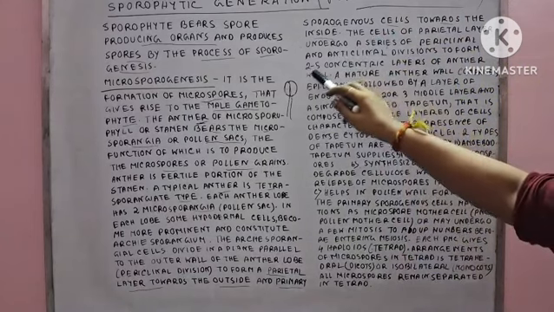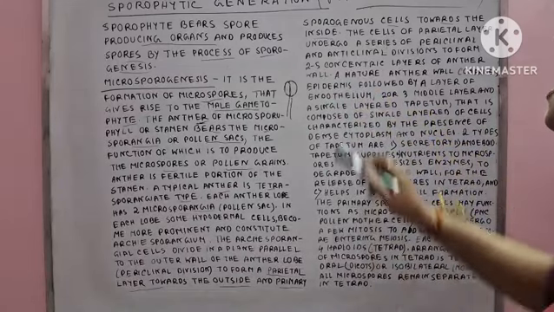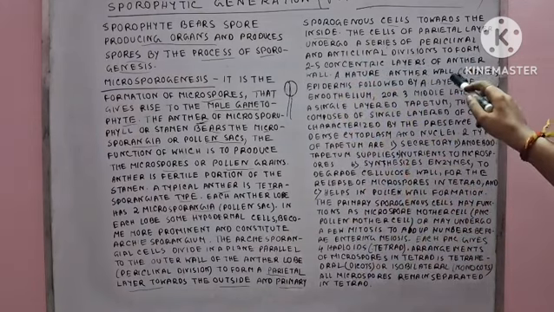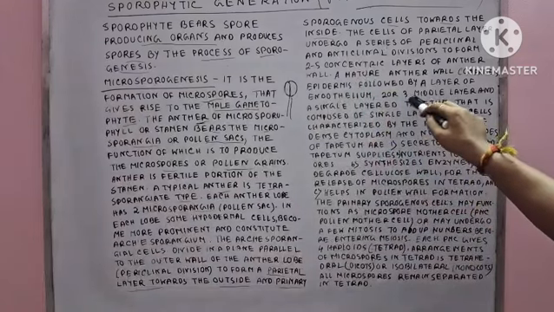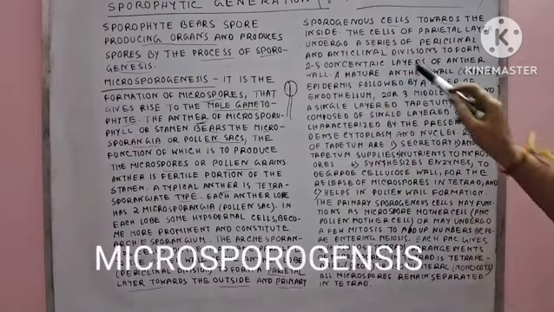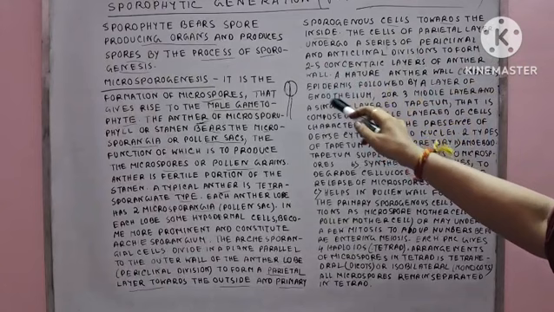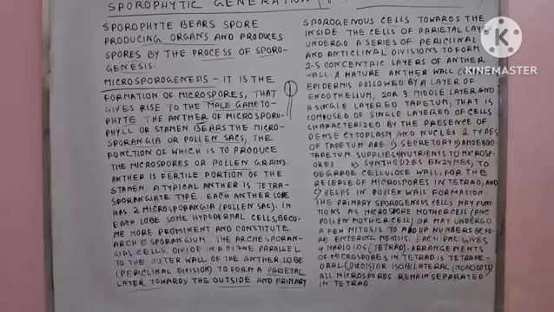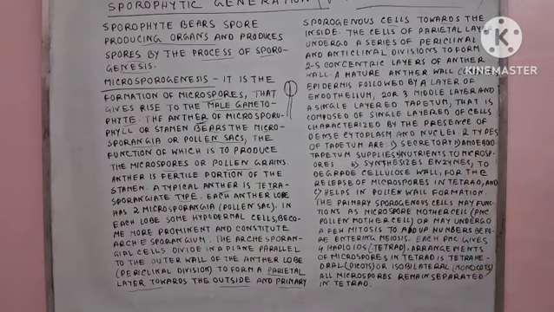In that way, 2 to 5 concentric layers of anther wall are formed. The mature anther wall comprises the epidermis, the endothelium, and 2 or 3 middle layers. So what does the mature anther wall contain? The epidermis is the outer wall, the endothelium is the inner wall, and 2 to 3 middle layers are also seen there. Now a single layer of tapetum is also present.